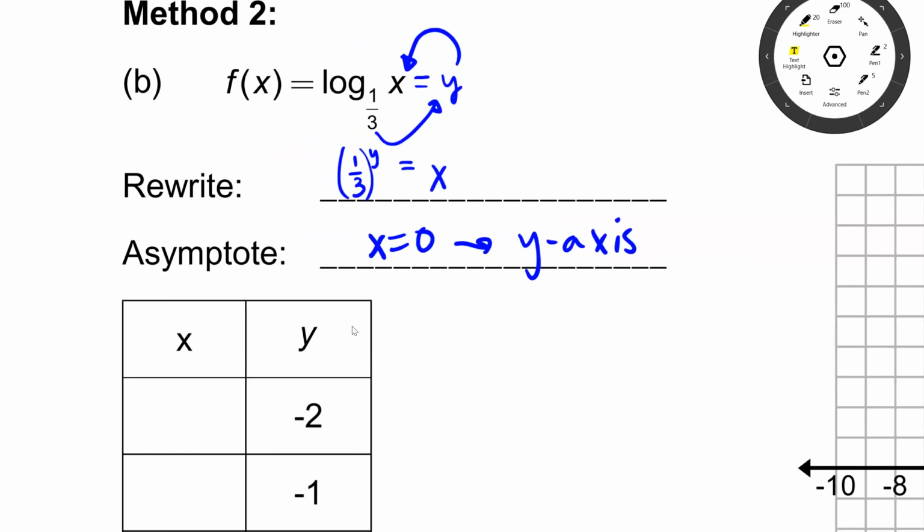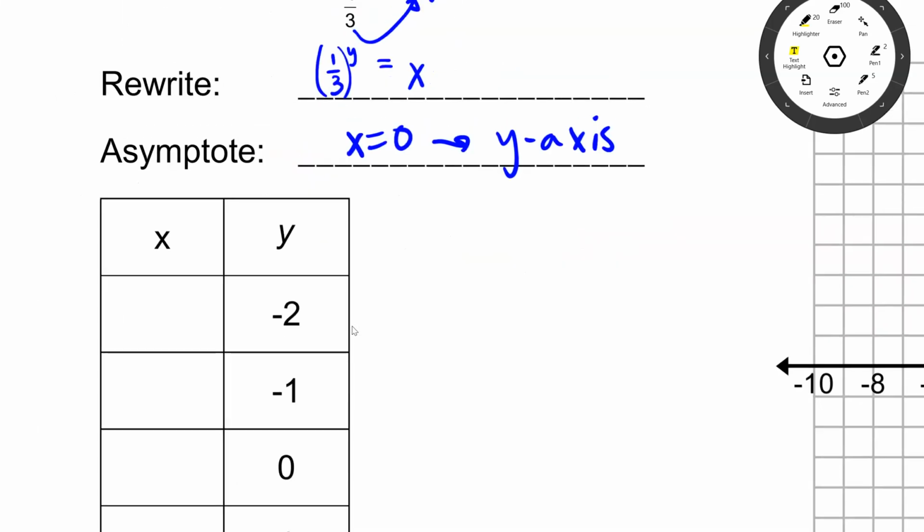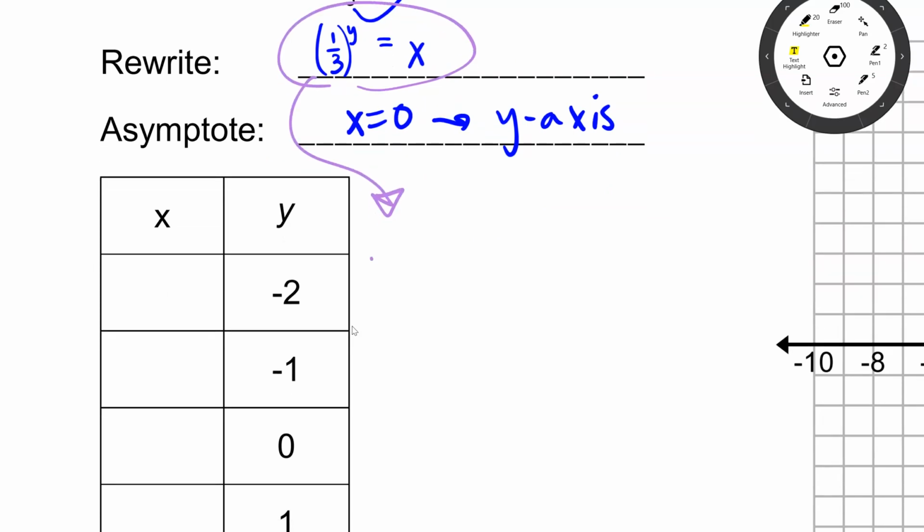We're going to use the equation we just wrote. Bring it down, and I'm going to plug in a y value. So I have 1/3 to the -2. Get rid of the negative in the exponent by flipping the fraction. So I have 3 squared, which is just 9. I like this method easier because you're just plugging in and finding what x will be. I'm picking nice numbers for the exponent that I'm plugging in.